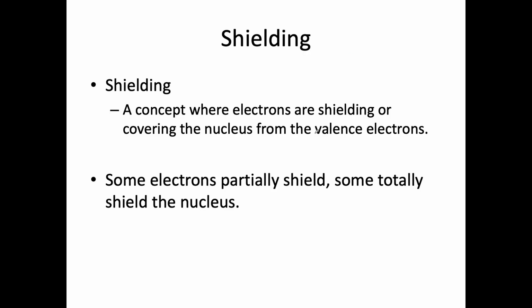All right, shielding. We talked about shielding, a concept where the electrons are shielding or covering the nucleus from valence electrons. Those are reactive electrons, and that's what we mean by shielding. Some electrons partially shield and some totally shield, and we'll talk about that in chapter 4.